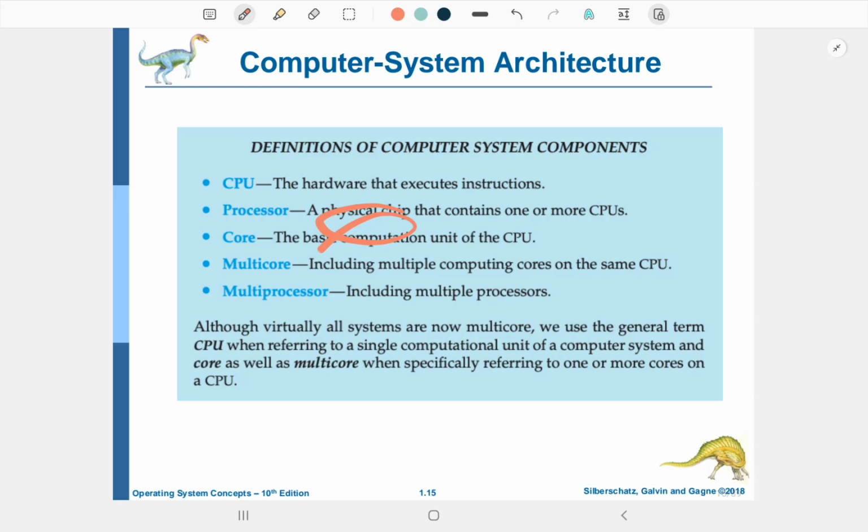And then the CPU itself has a core, which is really the main basic unit of instruction execution on the CPU. And you can have one CPU with multiple cores. That's what we call a multi-core CPU. Or you can have a system that has multiple processors, and that's what we call a multiprocessor system.